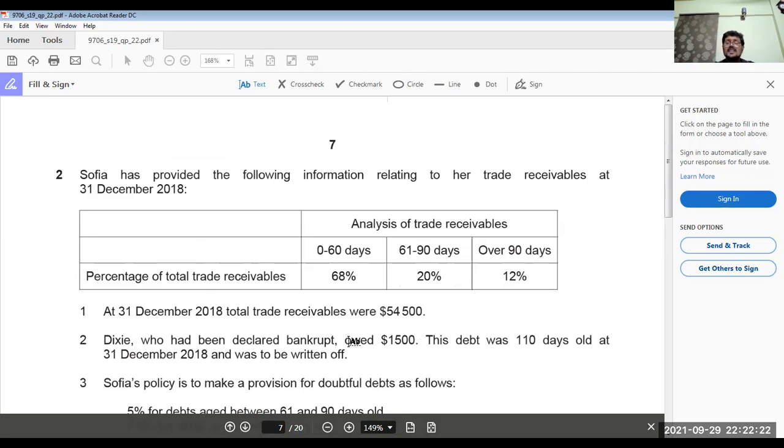The partnership has unlimited liability. In a joint stock company, the liability is limited to the extent of investment. Okay.